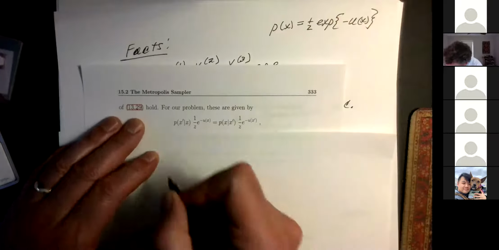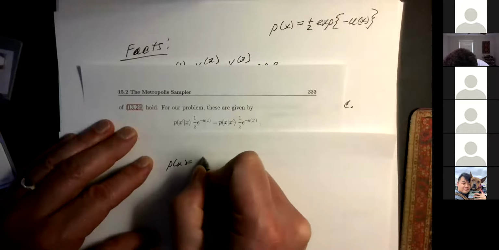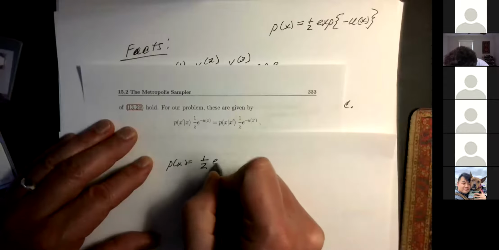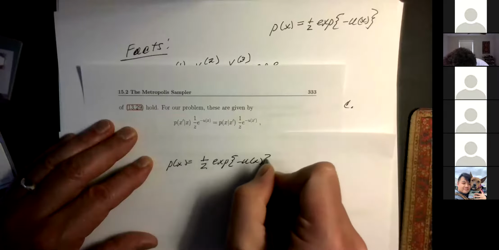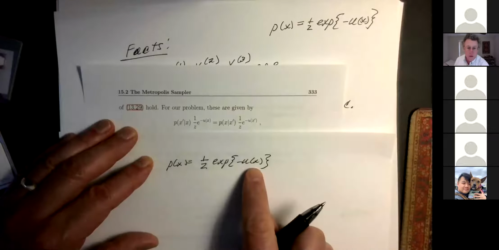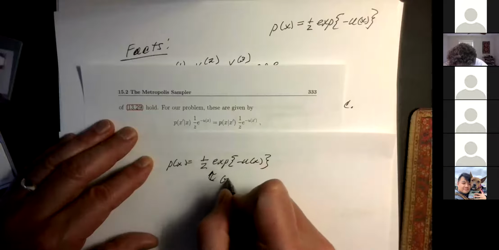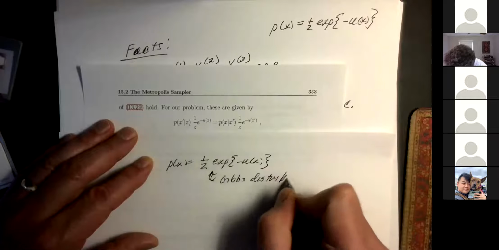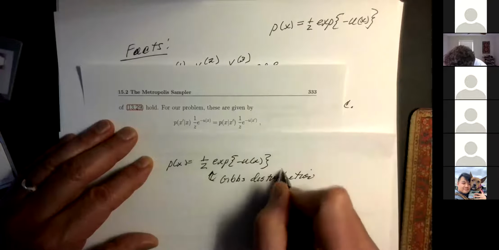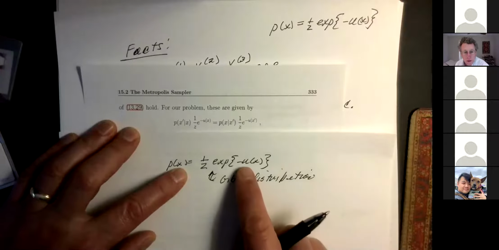So P of X we're assuming is 1 over Z times the exponential of minus U of X, right? Because this is the desired distribution. By the way, this is known as a Gibbs distribution. Okay. So P of X is equal to that, okay?